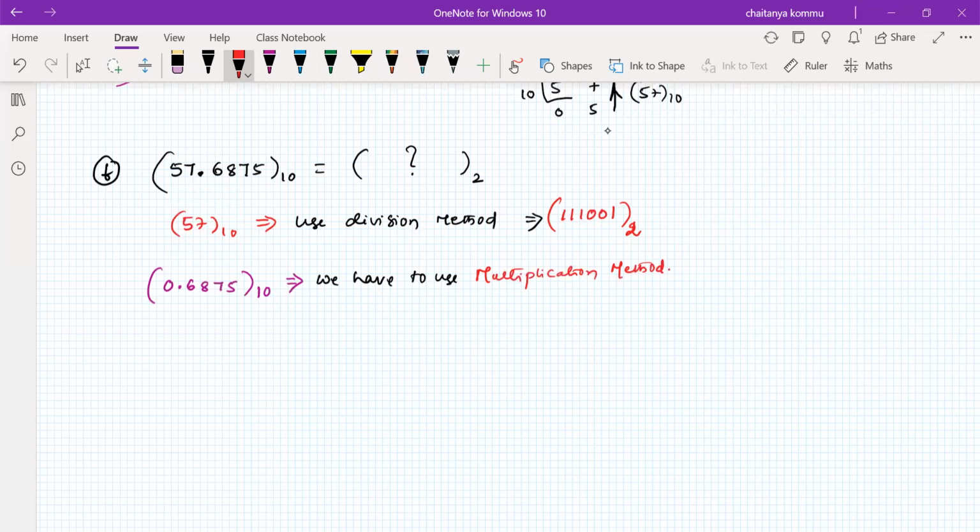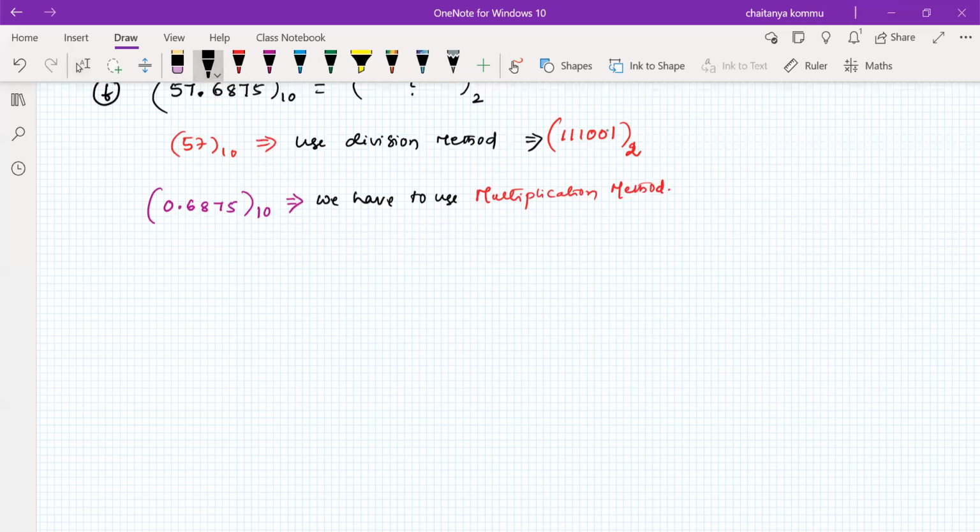Okay, how do we do this multiplication method? If you do the multiplication, what is the possible number that we'll get? Integer part as well as fractional part. So 0.6875 is multiplied with 2. From this one, I want to take the integer part and the fractional part. From the integer part, I want to get the coefficient. Let us do the procedure.